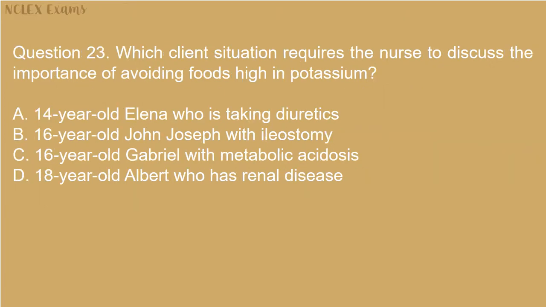Question 23. Which client situation requires the nurse to discuss the importance of avoiding food high in potassium? A. 14-year-old Elena who is taking diuretics. B. 16-year-old John Joseph with ileostomy. C. 16-year-old Gabriel with metabolic acidosis. D. 18-year-old Albert who has renal disease.